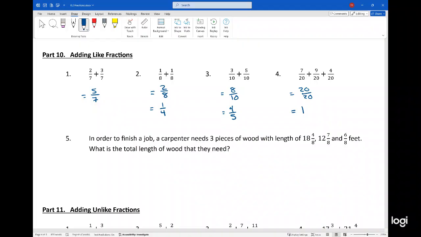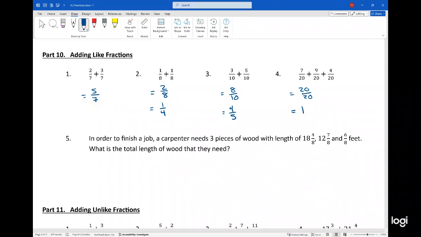Now this next part here is something that actually comes up more than you'd think. I do a fair bit of carpentry work, and the number of times I have to see if I can fit a certain number of small pieces of cuts into one piece of wood is constant. But in order to finish a job, a carpenter needs 3 pieces of wood with lengths of 18 and 4/8, 12 and 7/8, and 6/8 feet. By the way, this is a little fictitious. No carpenter works in eighths of a foot. But anyway, what's the total length of wood they would need?